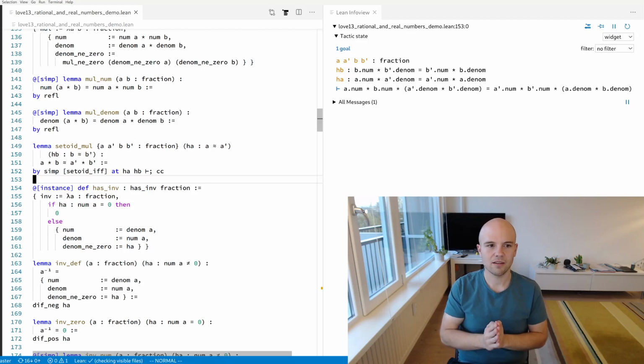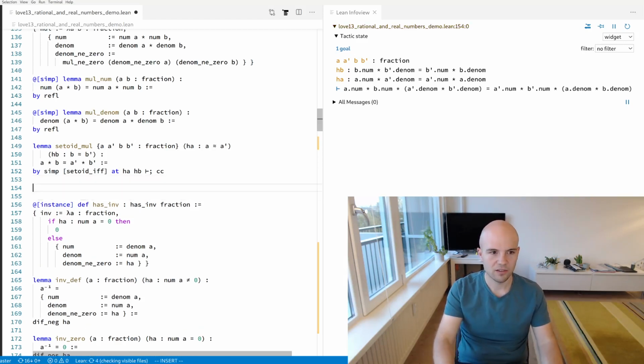So one thing that is maybe important to mention here is that in contrast to mathematics, in Lean, the inverses and the division is defined for all inputs. In particular, there is the inverse of 0, and this is completely well defined, and we always say that it is 0.